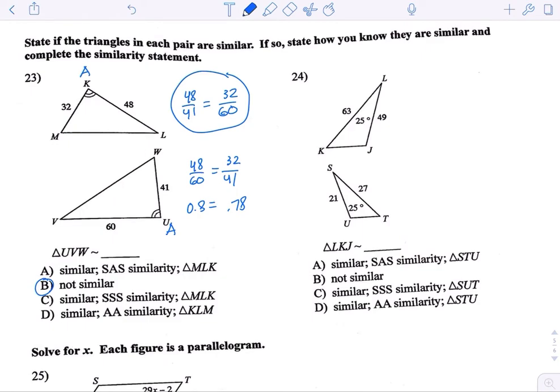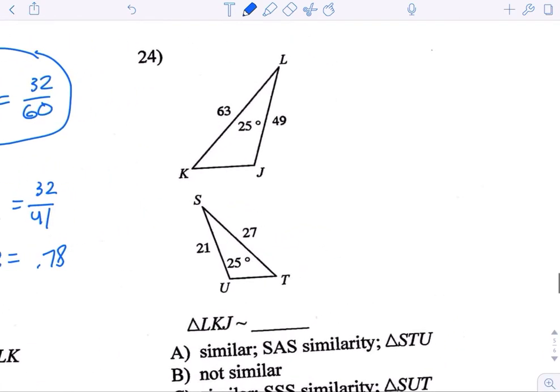Okay, alright, 24. Now this one was pretty goofy because this angle is really right there. So you know the angles are congruent to each other. Now you just have to check the sides. So let's just do 49 over 27 to just see. So 49 over 27 is equal to 63 over 21. If we check that out in your calculator, 49 divided by 27, that comes out to be 0.